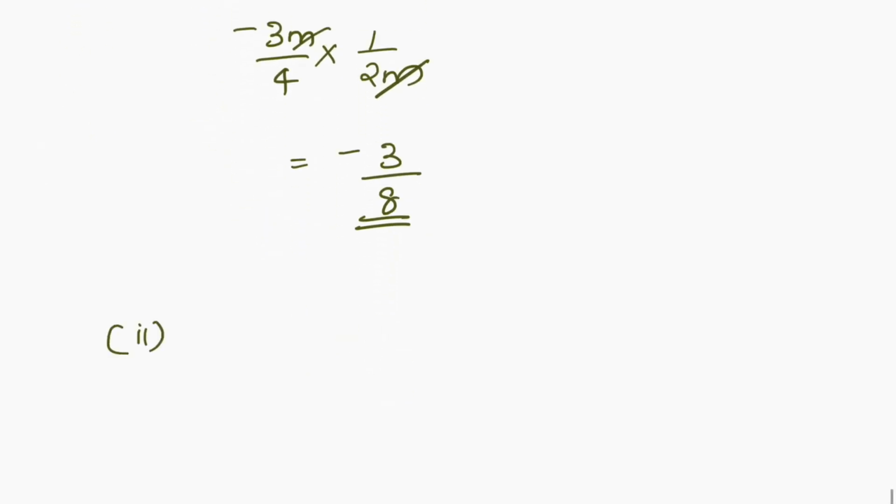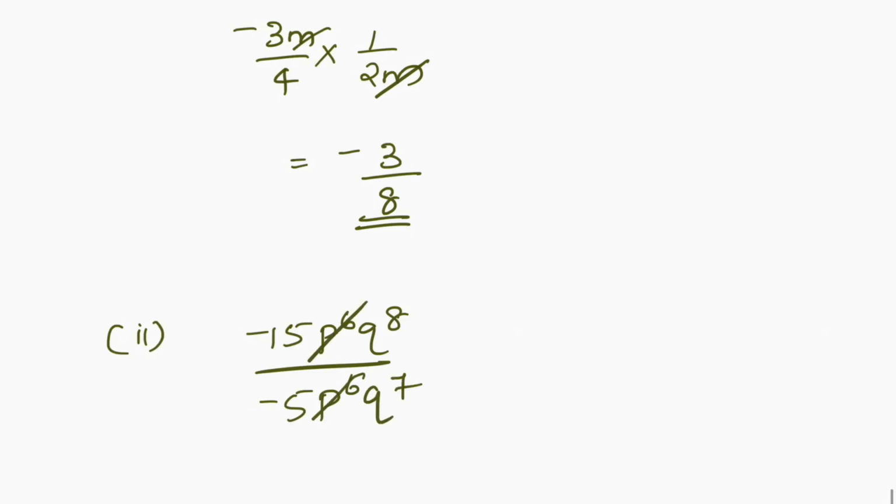Second sub question, minus 15p to the power of 6 q to the power of 8 divided by minus 5p to the power of 6 q to the power of 7. P to the power of 6 and p to the power of 6 are getting cancelled. 5 and 15 get cancelled, you get 3. So 7 times q is getting cancelled, q remains only once. So what you get? 3q.